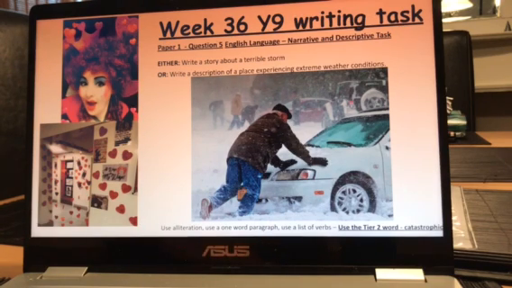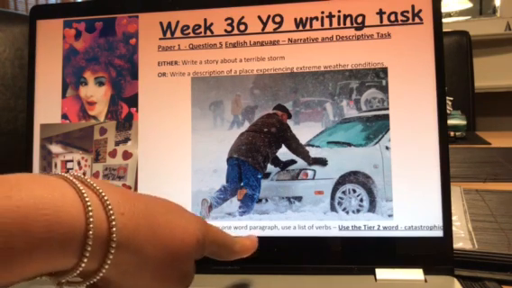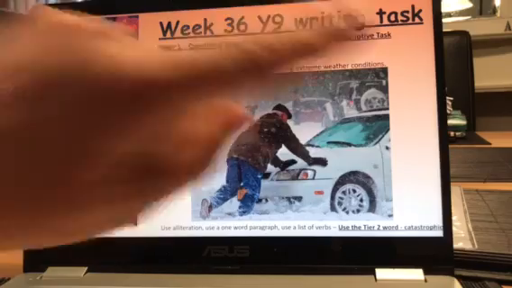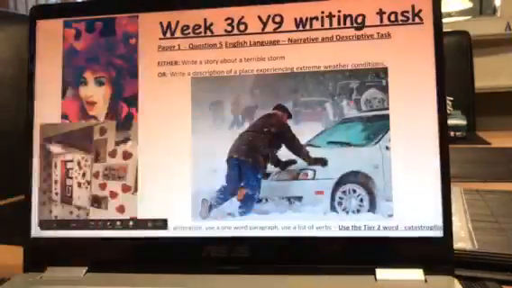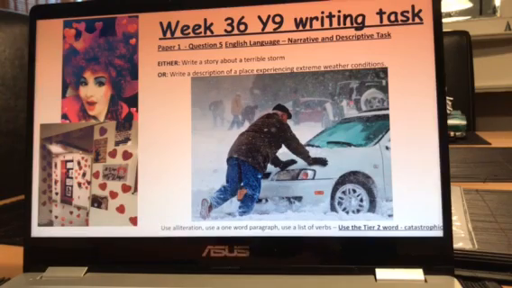Look at the bottom of the slide. It says use alliteration, use a one-word paragraph, use a list of verbs. And we're going to try and use the tier 2 word catastrophic in this description.